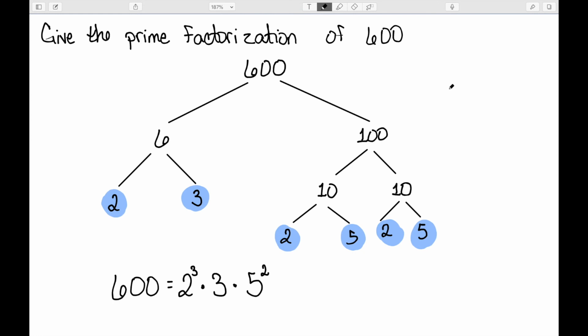It is also important to note that this is not the only factor tree that would result from 600. Maybe instead of 6 times 100, we started with 60 times 10. But no matter how you start and how you work your way through, the final result is always going to be the same. The product of primes at the very end will always be the same. So let's do another example.